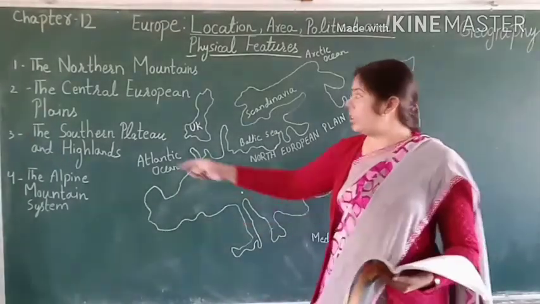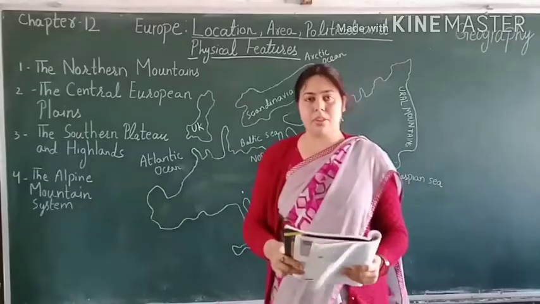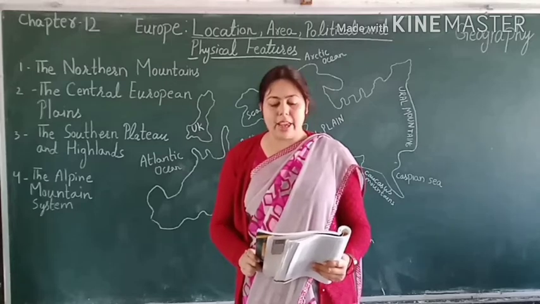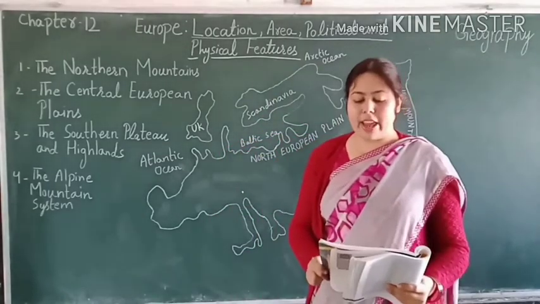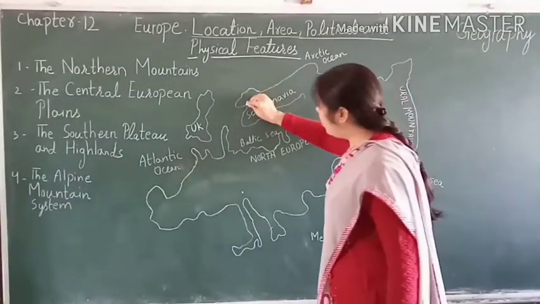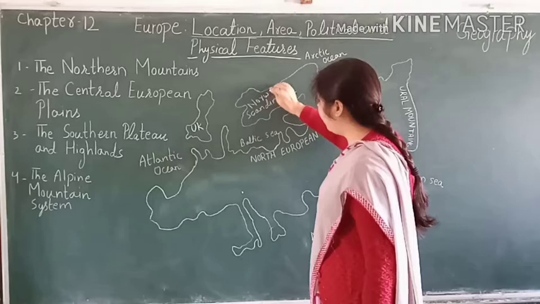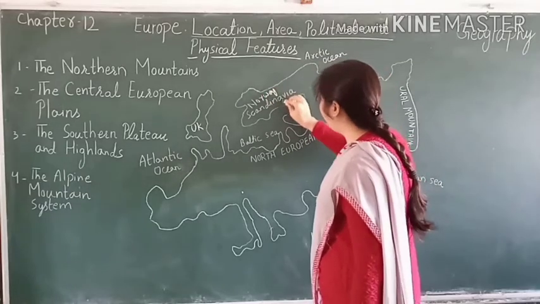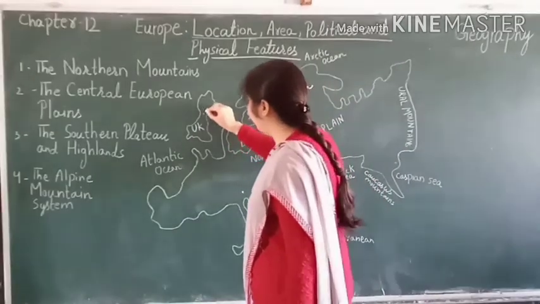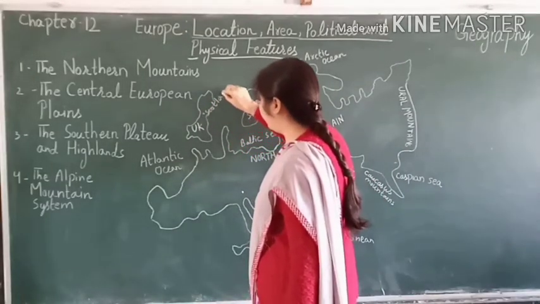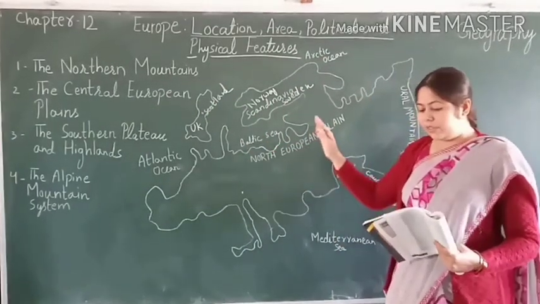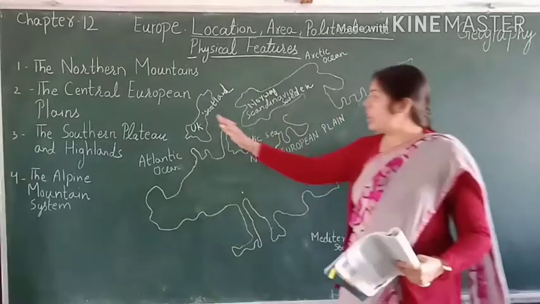First is the northern mountains. These old fold mountains in the north and northwest extend from Norway and Sweden to Scotland. You can see in this image, here is Norway, and here is Sweden, and Scotland is located here. So the northern mountains lie between Norway and Sweden to Scotland.